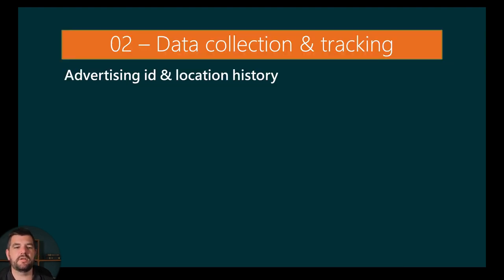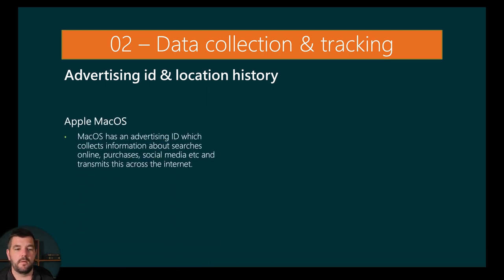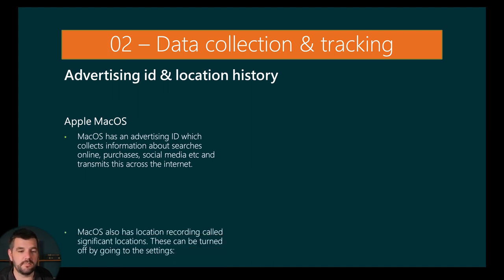Next, let's look at advertising ID and location history for Apple Mac. macOS has an advertising ID which collects information about searches, online purchases, social media, etc., and it transmits this back to Apple and to different places as well.